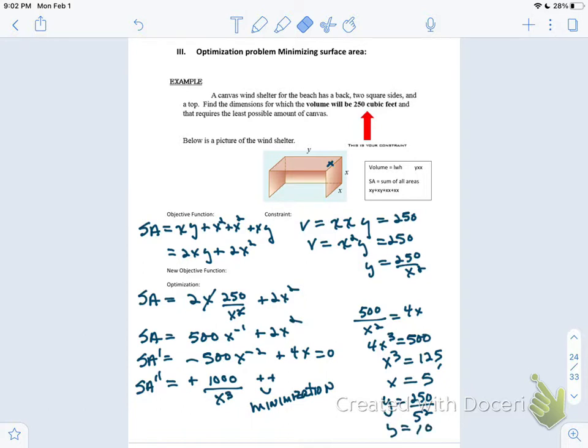So what are my dimensions? Your dimensions are going to be 5 times 5 times 10. And is that what they asked you for? Yes, that's what they're asking you for. So 5 times 5 times 10 are your dimensions. And that's the last problem.